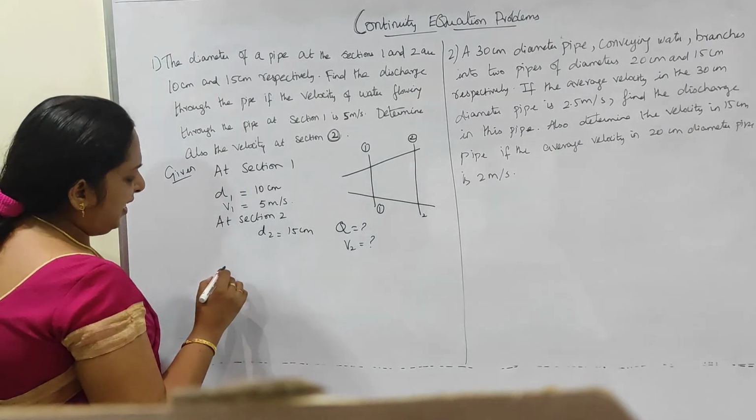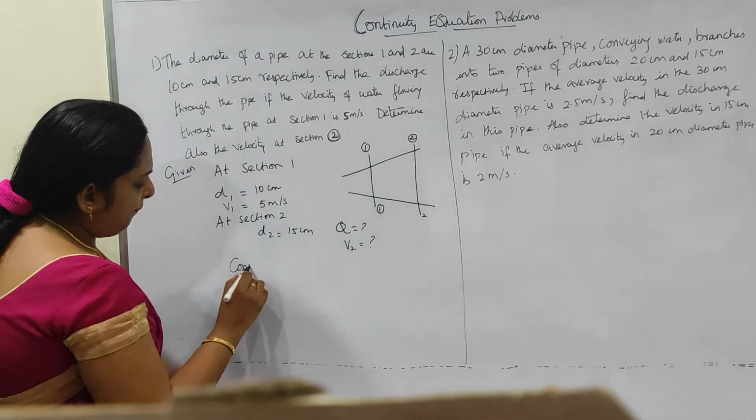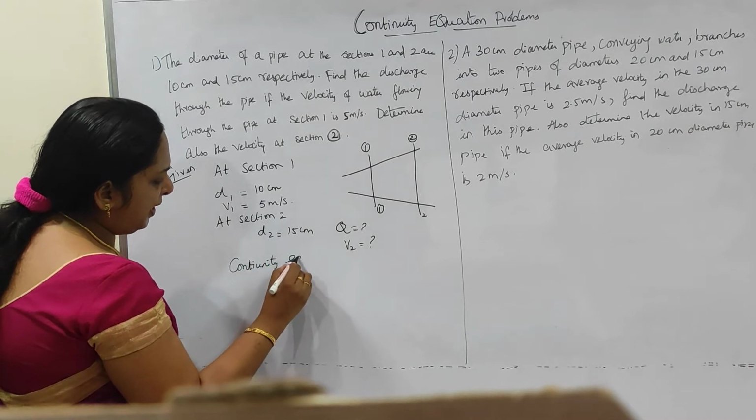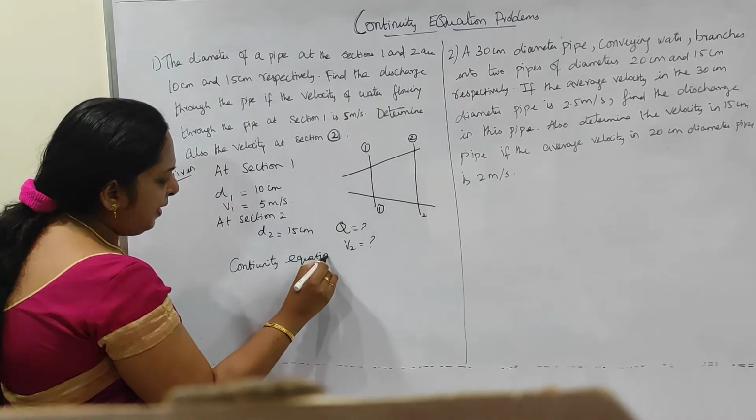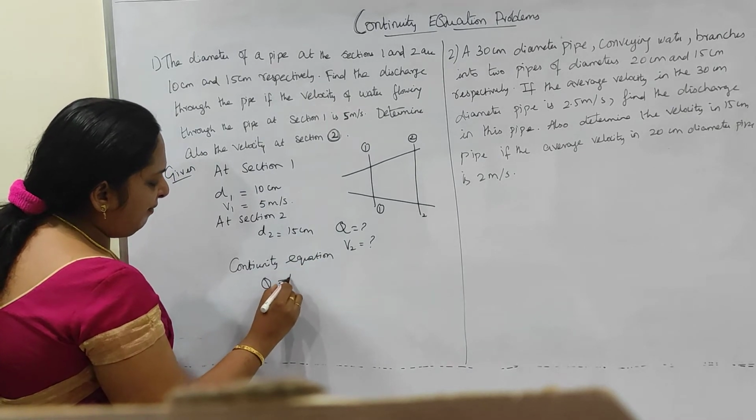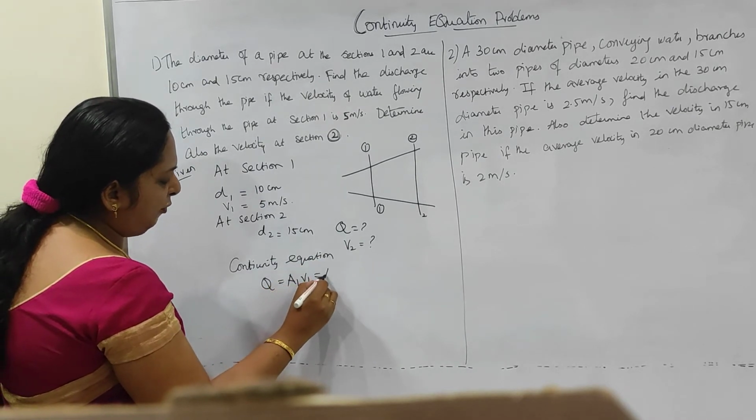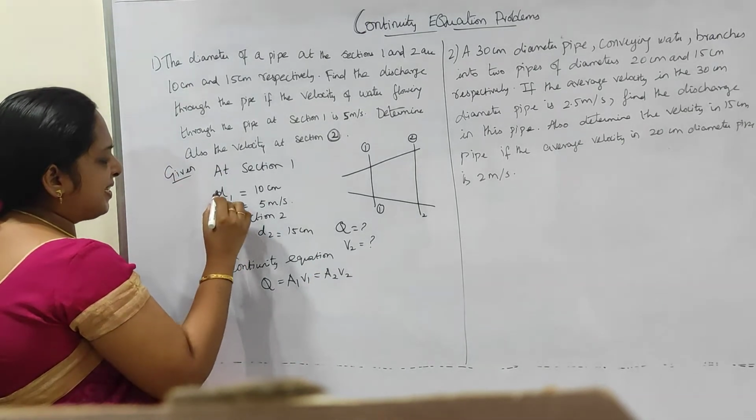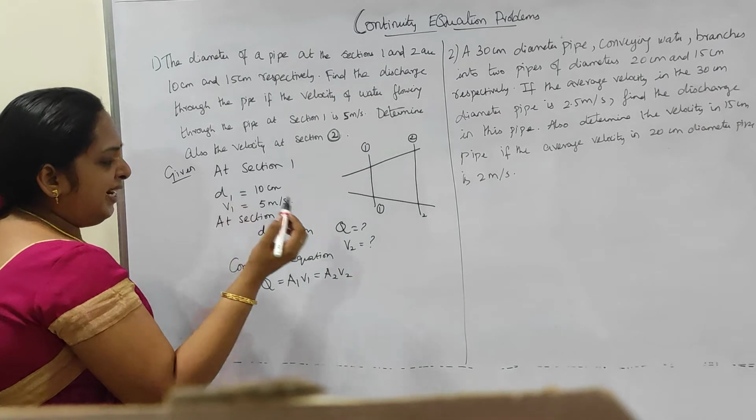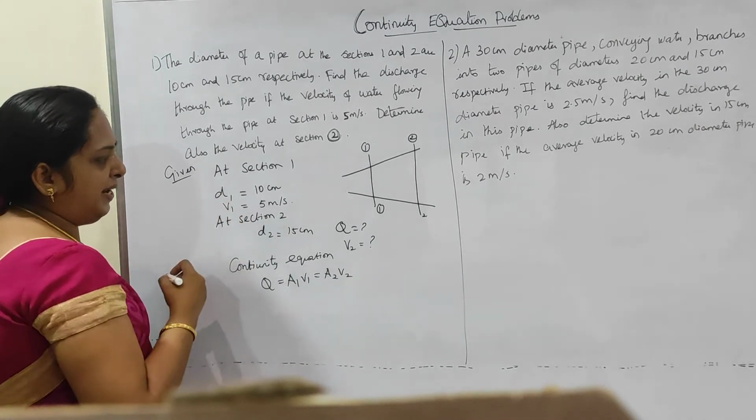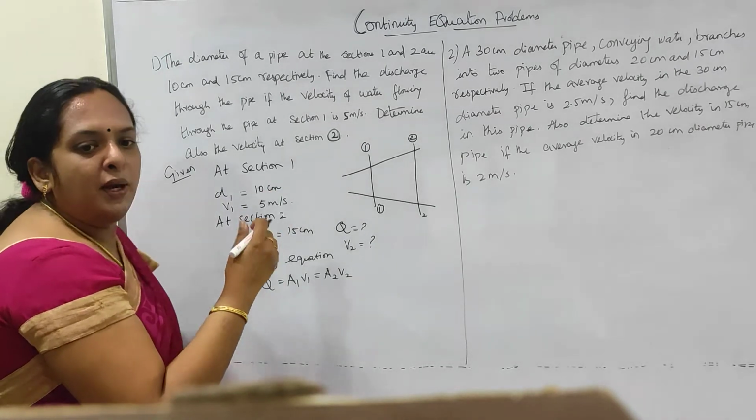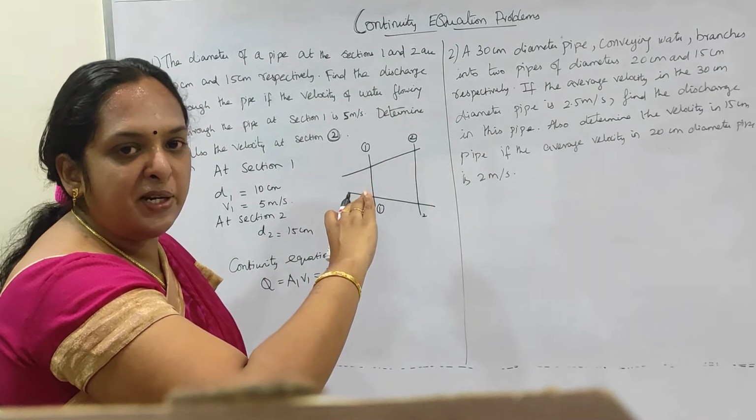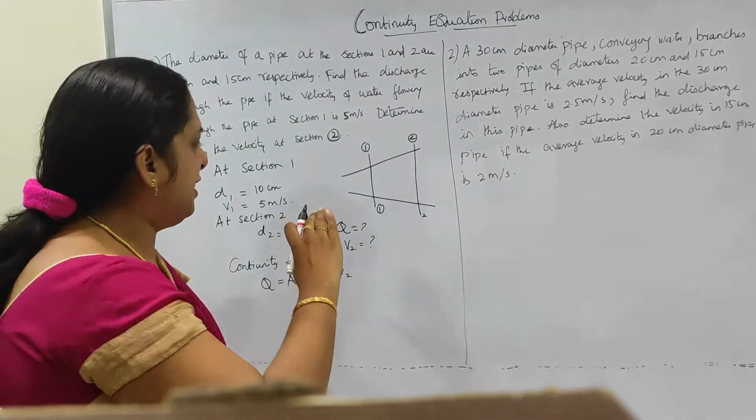Now what is our continuity equation? We know the continuity equation: Q is equal to A1 V1 is equal to A2 V2. Now what is given here? Diameter is given. Velocity is given. It is easy for us to find out the area. Since this is the area of a cylindrical pipe, we have to find out the area of the cylindrical pipe. It is pi by 4 into d square.